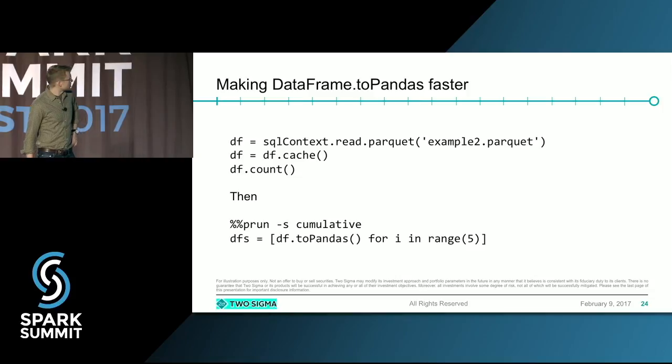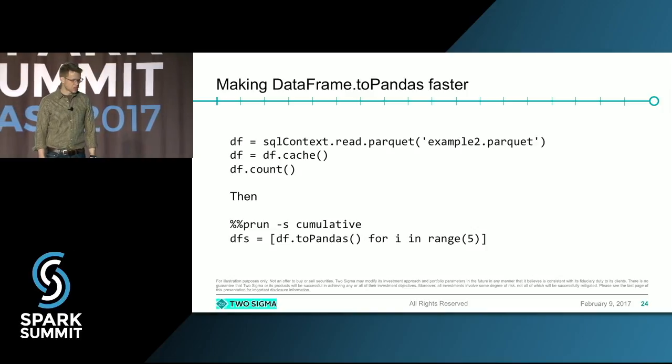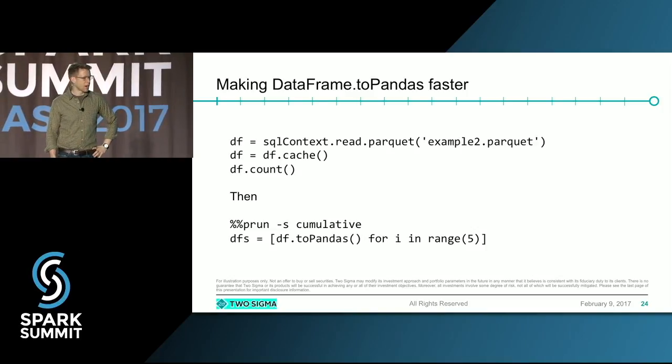So here's the test case. We create a SQL context in PySpark. We do some caching to make sure that Spark reads the Parquet file, pulls the data into memory. And then I call toPandas a few times. And I'm using the cProfile integration in Jupyter Notebook to capture profiler output from those calls.